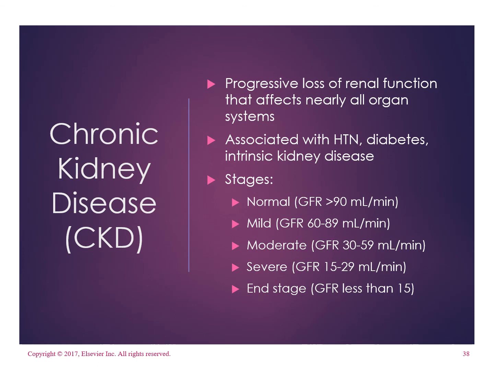So chronic kidney disease: there are two factors that have consistently been recognized in abundance for renal disease, and that's proteinuria and angiotensin II activity. It's a progressive loss of renal function that affects nearly all organ systems. It's associated with hypertension, diabetes, intrinsic kidney disease. It comes in stages. You've got your normal with a GFR of greater than 90, mild is 60 to 89, moderate is 30 to 59, severe is 15 to 29, and then stages less than 15.